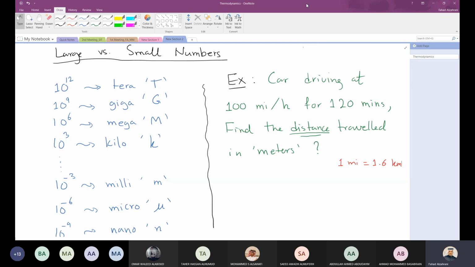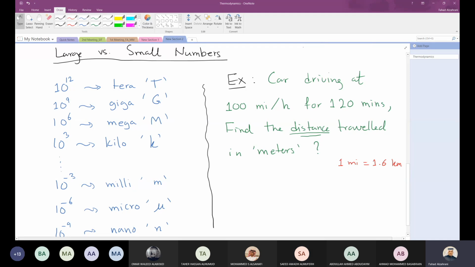Okay, what's the answer? 3.2 times 10 to the power 5 meters. Yes. Does anyone have another answer? If it's 3.2, it's not in meters. But he said 10 to the power 5. Oh, yes. 3.2 times 10 to the power of 6. Okay.